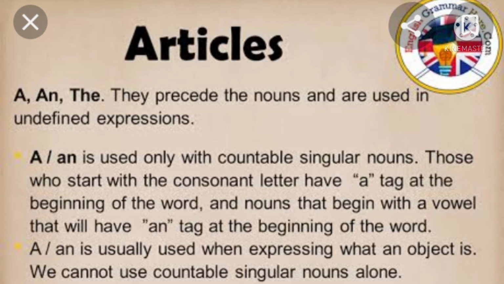The article an can be used before a noun or any word that starts with a vowel sound. In the English alphabet there are five vowel letters: A, E, I, O, U. But we should not simply see that these are vowel letters and use an before them. Rather, we should check the sound. If the sound starts with a vowel sound, then we can certainly use an.